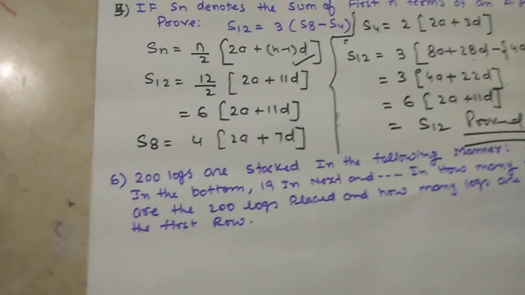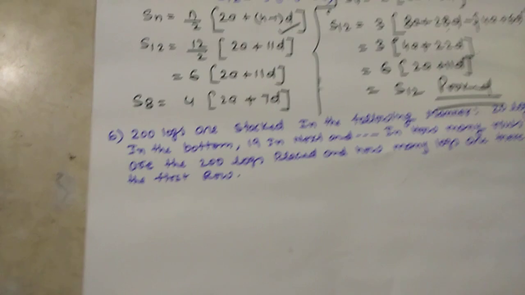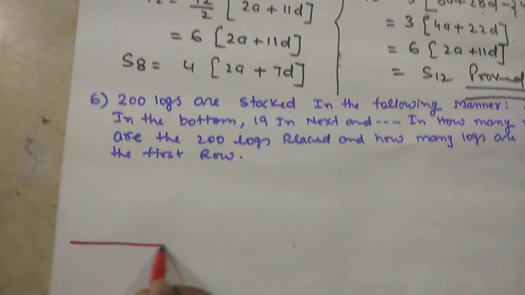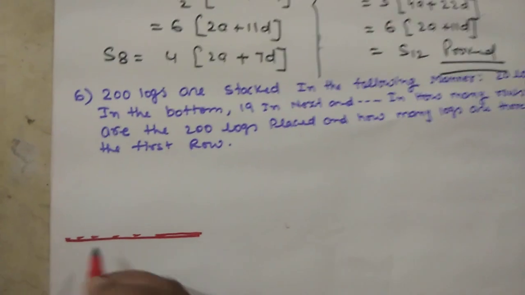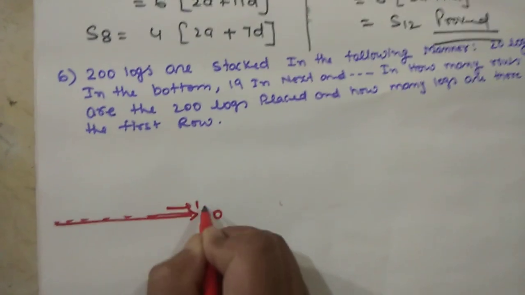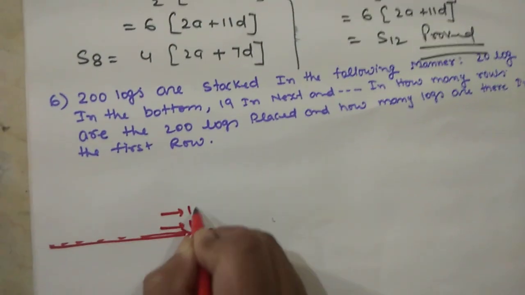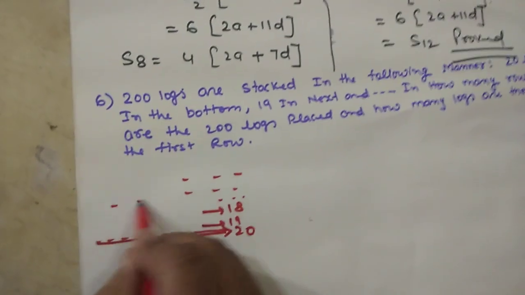200 logs are stacked in the following manner, 20 logs in the bottom. So what is the question? This is your bottom. How many logs are here? 20. How many logs are here? 20. In the last row, 20. Then the second last row, 19. Then 18. Like this, some rows are there and they will stack together.